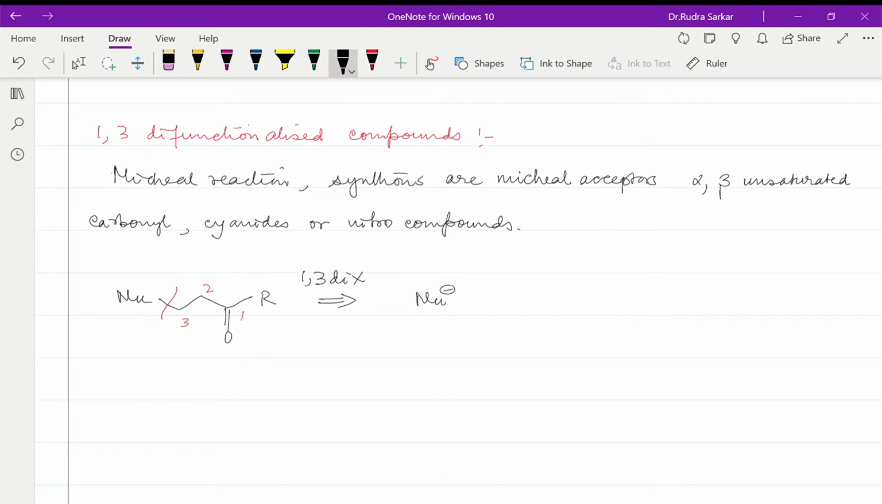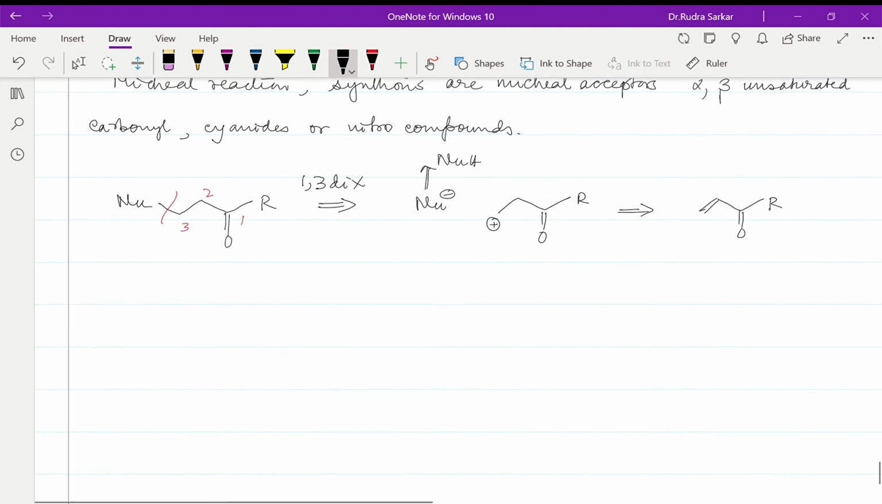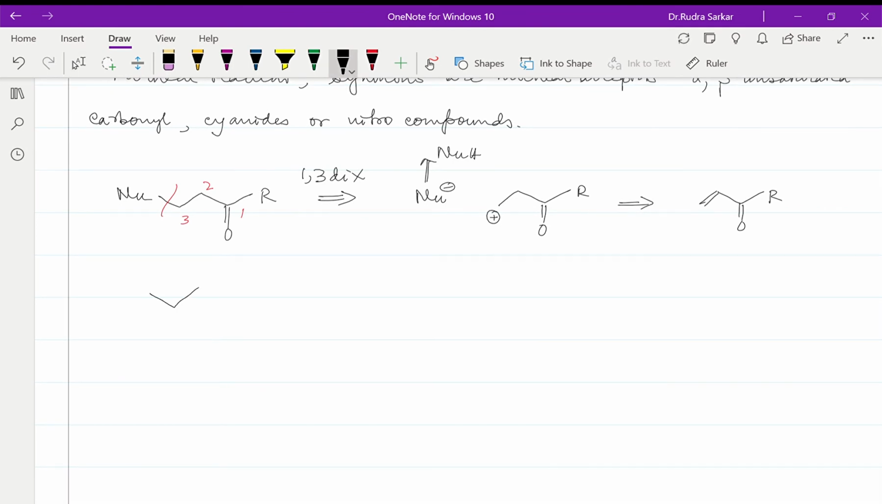So we are getting Nu minus, and we have the plus charge out here, and for that the reagent will be the alpha beta unsaturated ketone, and this is some NuH, a reagent, or we can consider a cyanide. Again we will say this is 1, 2, 3, disconnect over here. So basically we are doing out here 1,3 DIX.